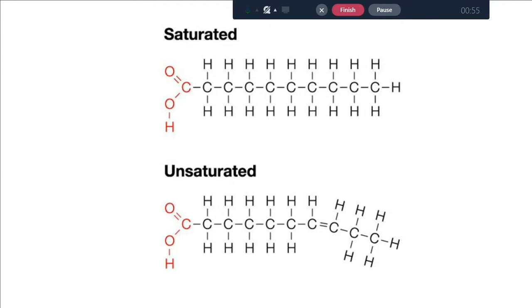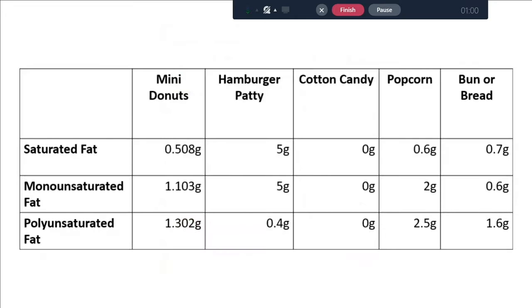or even more. This table shows the amount of fat contained in mini donuts, hamburger patty, cotton candy, popcorn, and bread. As can be seen, hamburger patty has the highest amount of saturated fat, which is 5 grams. This is easy to understand because hamburger patty has meat and meat contains saturated fat.